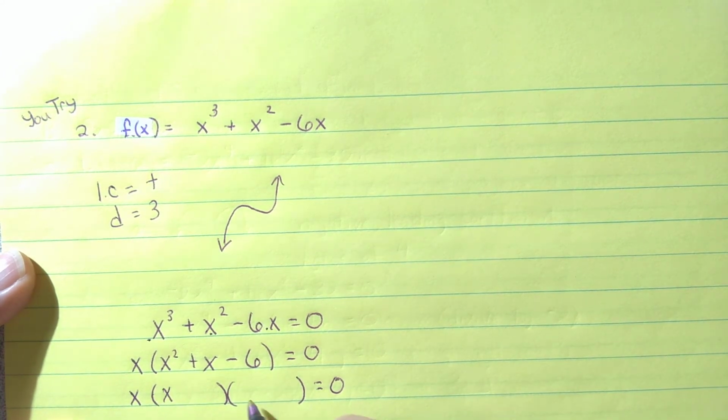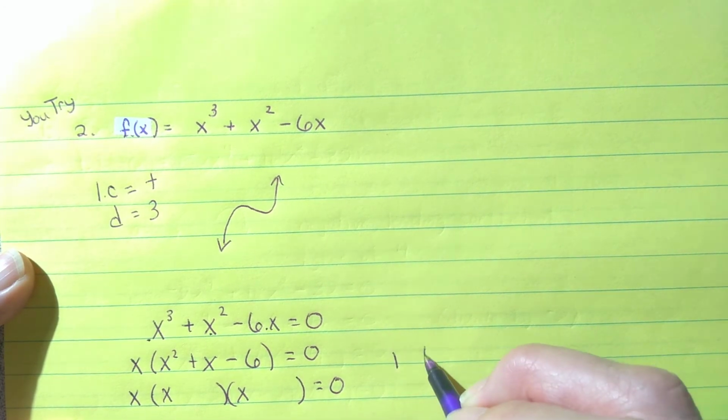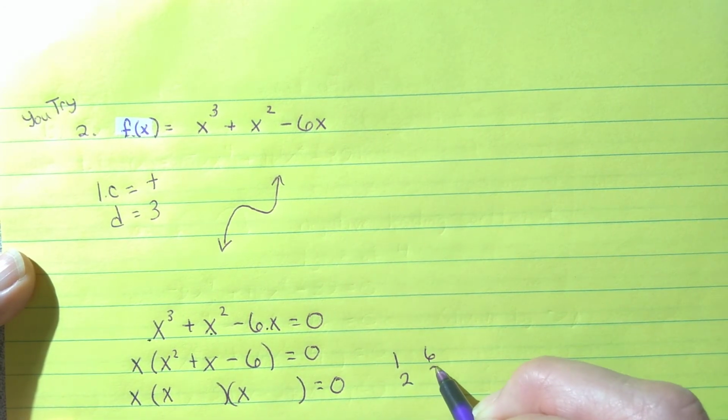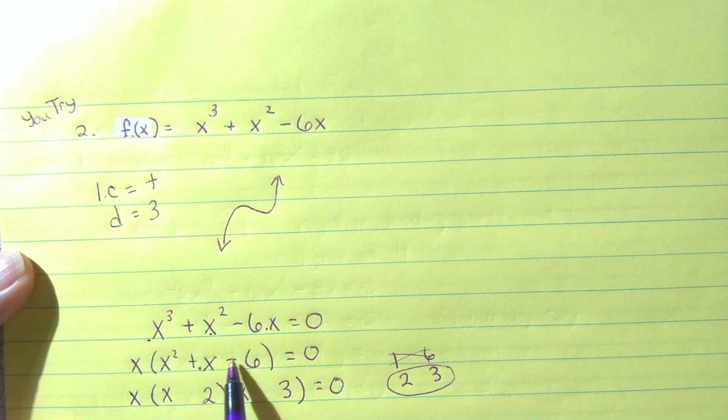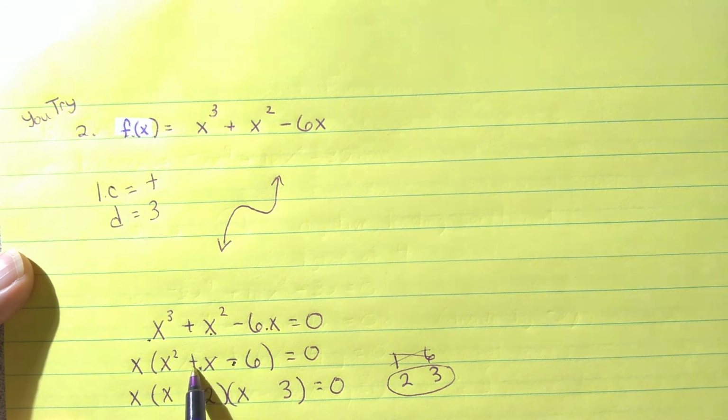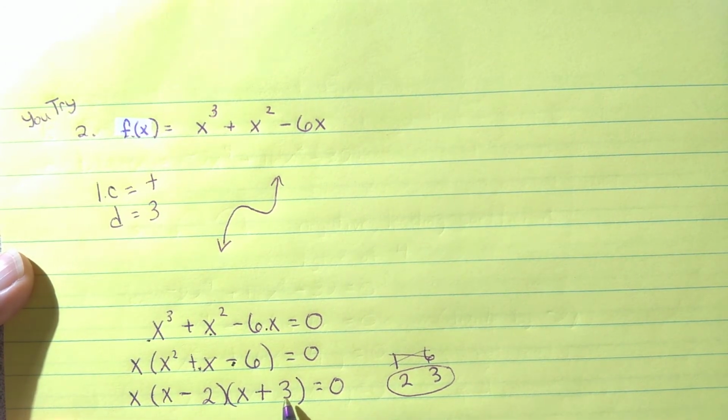X squared is x times x. Multiples of 6, that would be 1 times 6. Also 2 times 3, those are the factors of 6. I need the set that subtracts to be, remember if there's no number there, we know it's a 1, so subtracts to be 1. Those don't, but those do. I know that the signs are different, and the biggest one is going to get that positive. I can also check this way. I have a +3 and a -2. That does make a +1.